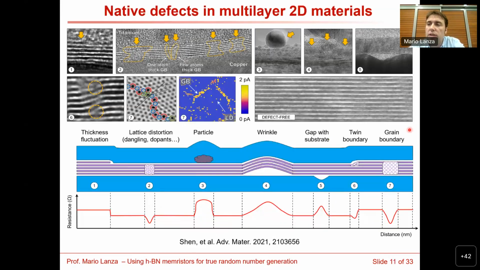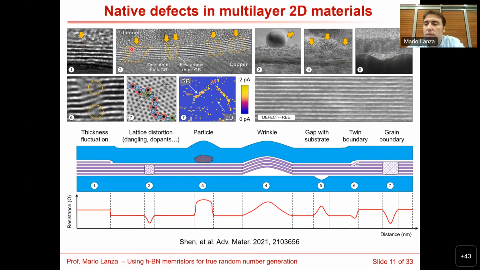However, this material is not crystallographically perfect. Actually, it contains several defects, and these defects are generated by many reasons. So here I put cross-sectional TEM images and one conductive atomic force microscope map, as well as one schematic to explain what the most common defects in 2D materials are. And I use multi-layer 2D material because it contains more defects, so you can have a global picture. The most common type of defect is thickness fluctuations.